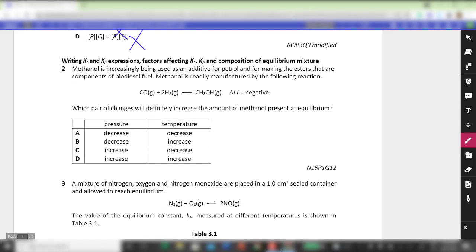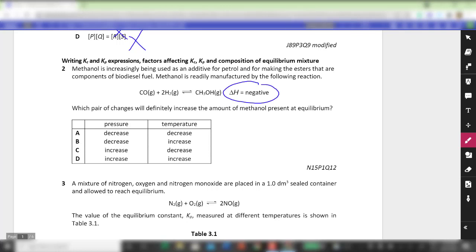Then if you look at question 2, again you have an equilibrium taking place between 3 gaseous molecules, so I emphasize on 3, and then eventually you end up with 1 gaseous molecule. That's between CO and hydrogen as the reactants, and methanol as the gaseous product. You are given the fact that the enthalpy change of the reaction is negative.